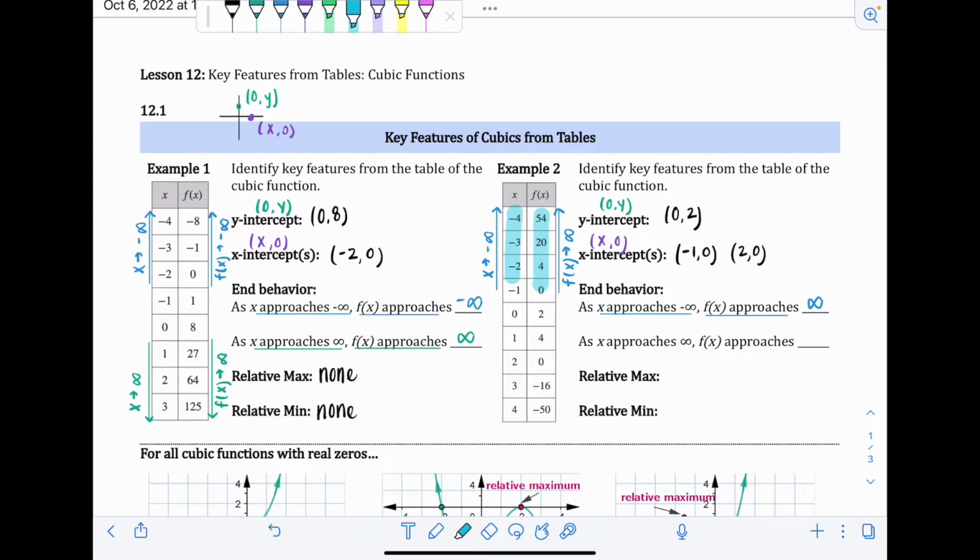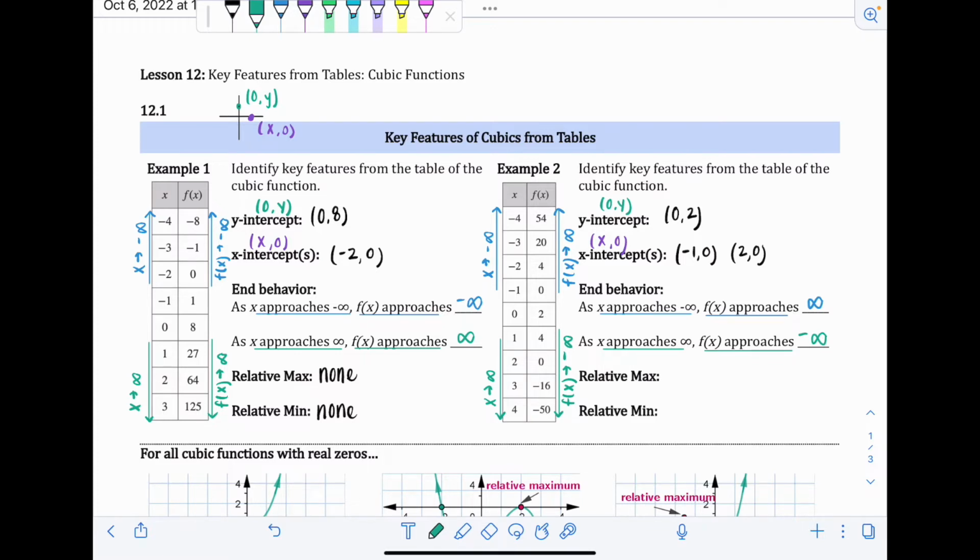And then for the second line of end behavior, as x approaches infinity, that means the x values are getting bigger, so that happens as we go down the table. What's happening on the other side of the table with f of x? Those numbers are getting smaller. They're going from 4 to 0 to negative 16 to negative 50. So f of x approaches negative infinity.